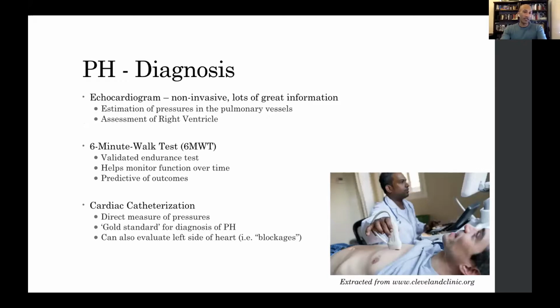So, the diagnosis of this. An echocardiogram is non-invasive. You get a lot of great information. It can show how the heart is functioning and give you an estimate of the pressures on the right.